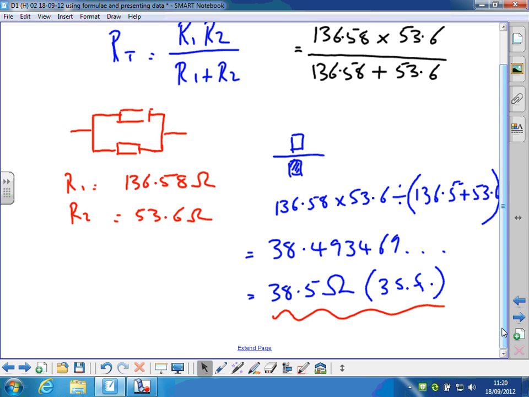Notice the answer is actually smaller than the smallest resistor, and that's something I think we were talking about last time. Maybe it was with the other group. So that's unusual. If you add resistors in parallel, the total resistance is actually smaller than the smallest resistor you put in. And there's a very good reason for that, which I'm not going to go into.